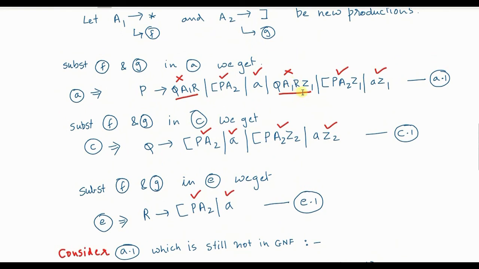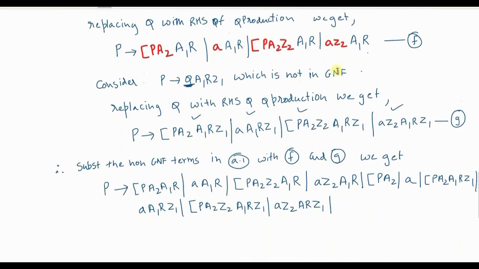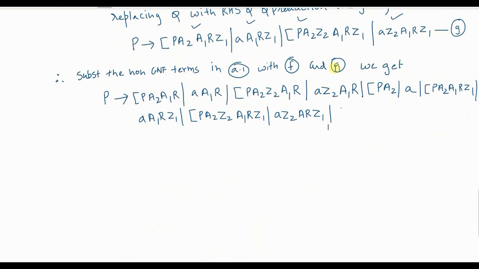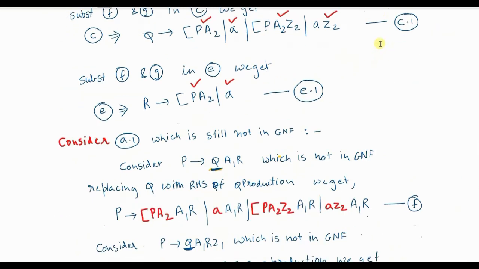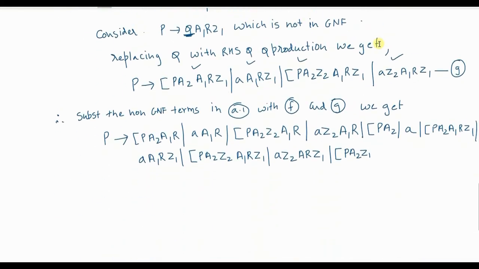So these are the terms from G that I should replace in place of QA1RZ1, and the last two terms were already in GNF, so I am going to just append them. What are the terms? Bracket PA2 Z1, so bracket PA2 Z1, and finally AZ1 slash AZ1. Okay, so I will just call this F1, that is final one.